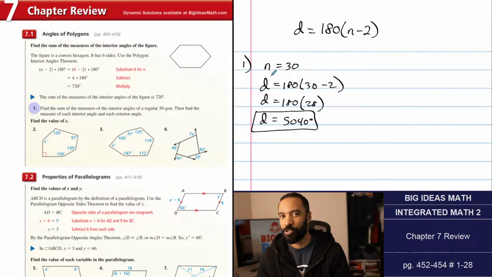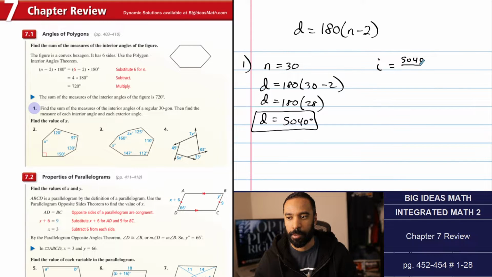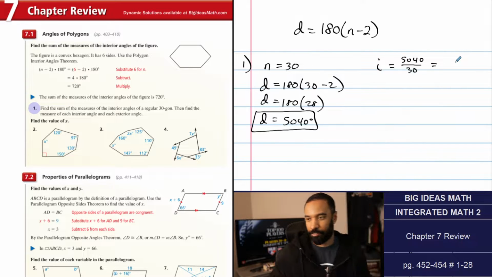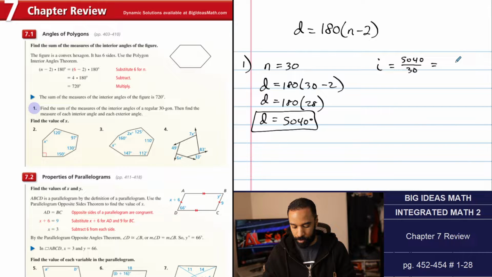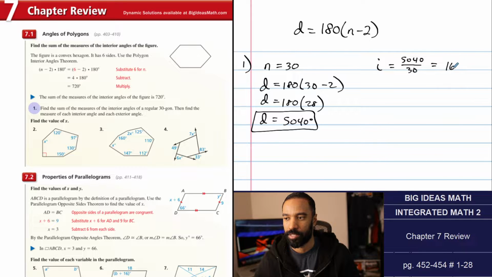However, because it is regular, we can also find the measure of each interior angle. There are 30 sides, keep in mind. I can find each interior angle measure, because they're all the same, by dividing the sum by the number of sides, because it's also how many angles there are. Let's do this: 5040 divided by 30. 168 degrees.